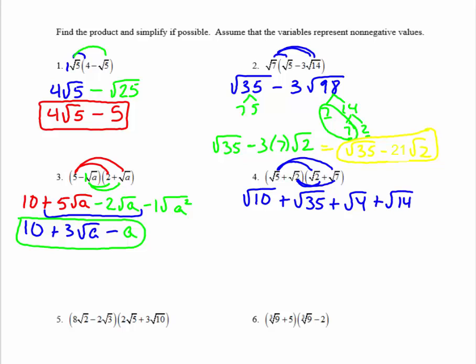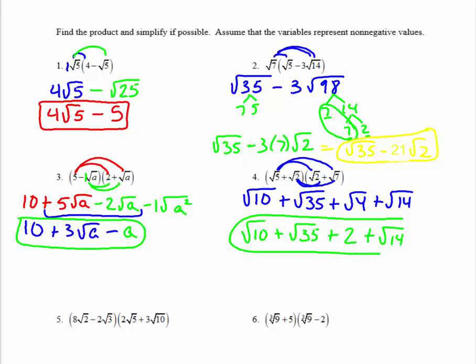If you try the factor tree on the 10, nothing can come out, so it stays the square root of 10. Same thing with the square root of 35, so plus the square root of 35. Plus the square root of 4 is 2, so that radical disappears. Plus the square root of 14, which cannot be simplified either, because 14 is 2 times 7, and there are no pairs. Looking at that, there are no like radicals, so that is our final answer.